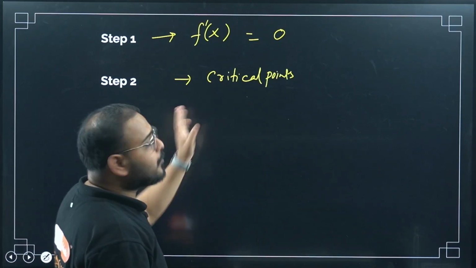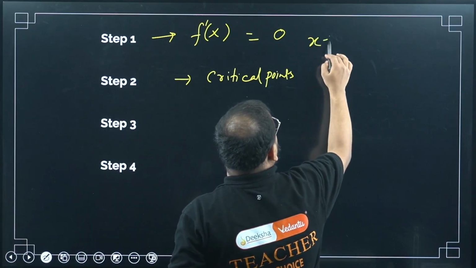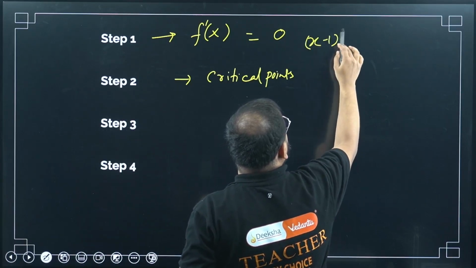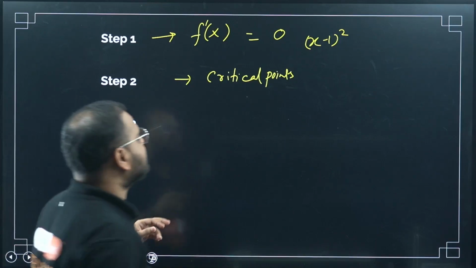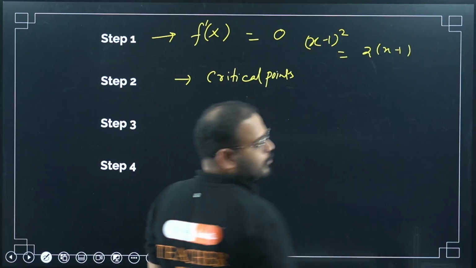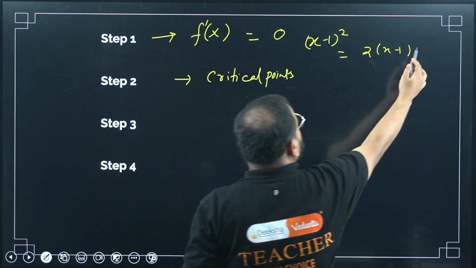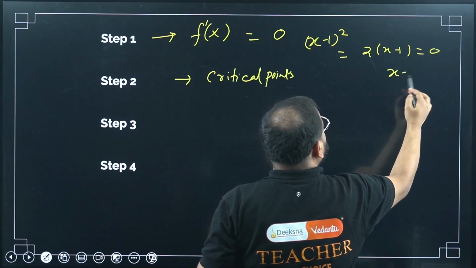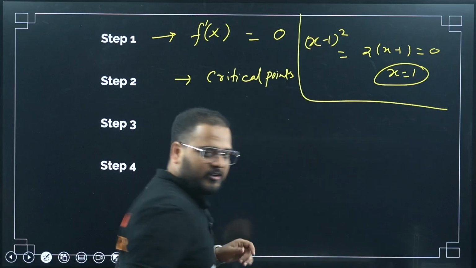Once you find the critical points, for example, let's say I have a function x minus 1 the whole square. How can I differentiate this? It will become 2 times x minus 1. What is the critical point over here? Only 1 is the critical point, right? So if I put this equal to 0, I'm going to get x equals 1 as my critical point. This is my example here.